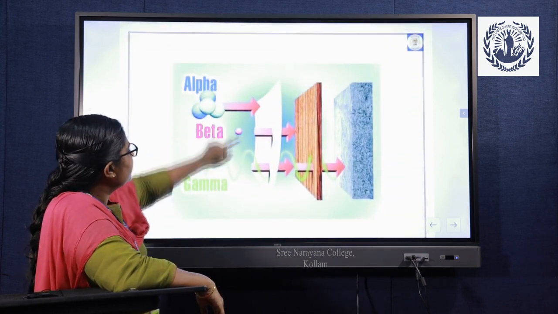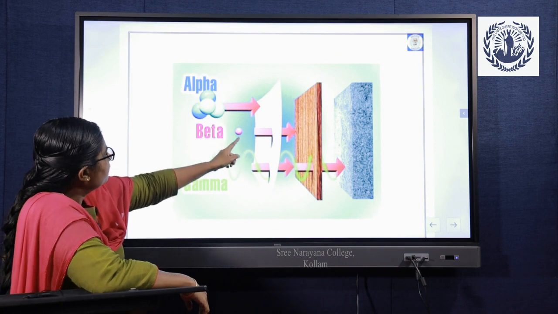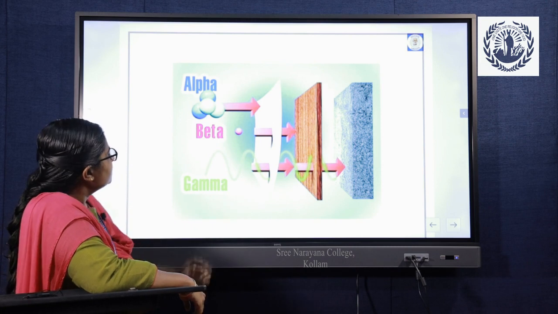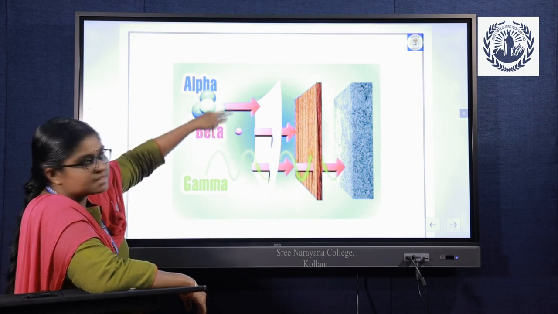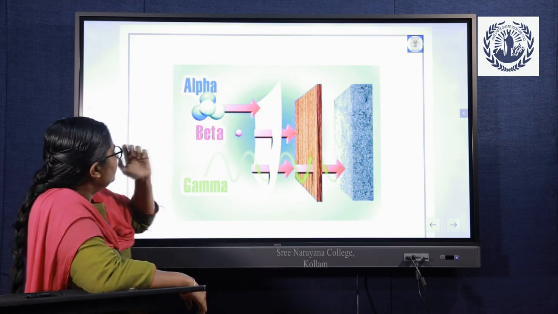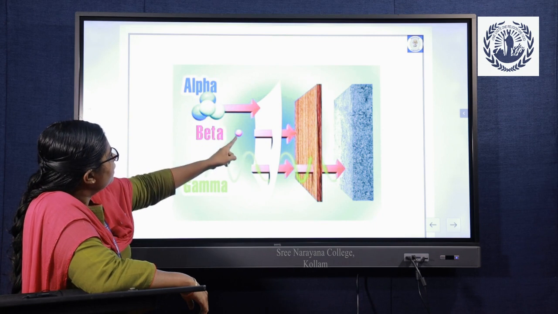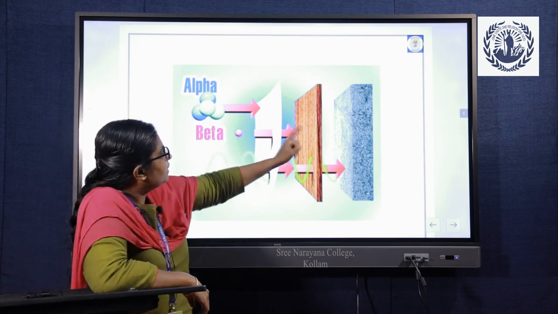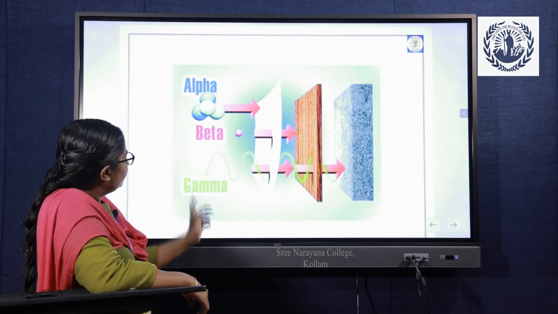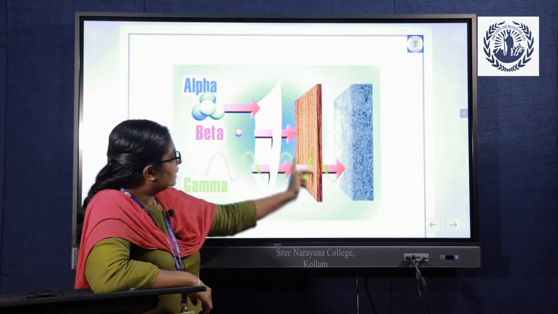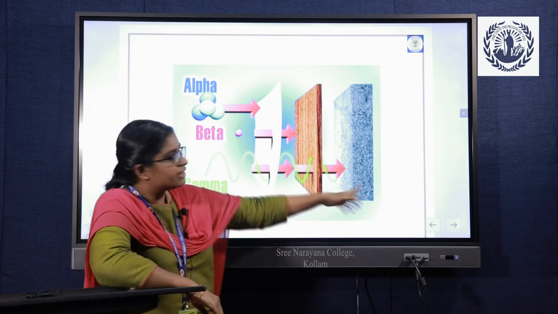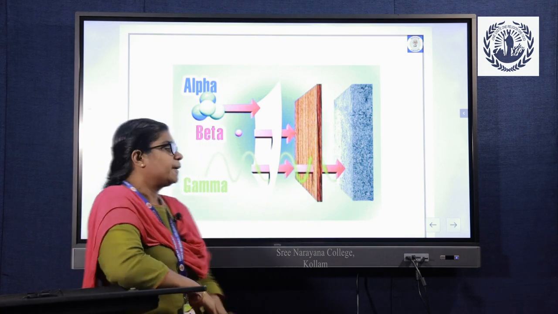Now from this figure it is very clear that the first one is alpha ray, the second one is beta particle, and the last one is gamma rays. This alpha particle is heavier and bigger in size, so it cannot penetrate through solid material. Compared to the alpha particle, the beta particle is smaller in size, so it can penetrate through solid materials more easily. But gamma rays are a form of energy, like light or a photon of energy. So its penetrating power through solid materials is maximum.